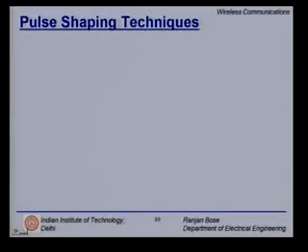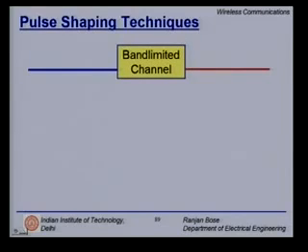Let us also look at a slightly different but related issue of pulse shaping and the related problem of inter-symbol interference. We are still in the process of building grounds for introducing digital modulation techniques. Now, first let us understand the problem of inter-symbol interference. First, let us take band limited channels. Almost all channels are band limited.